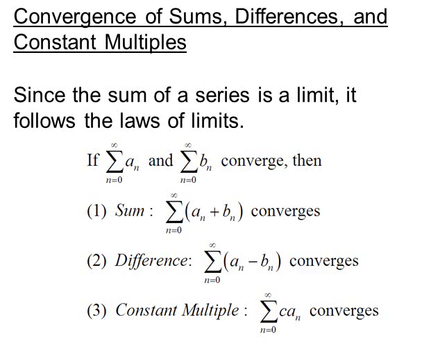Since the sum of a series is a limit, it also follows the laws of limits. Thus, if the sums of two infinite series converge, then the sum of the two series also converges. The difference between the two series converges, and any constant multiple of a convergent series also converges.